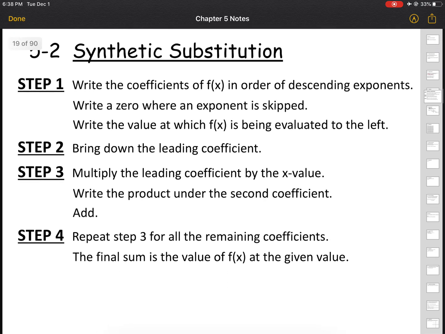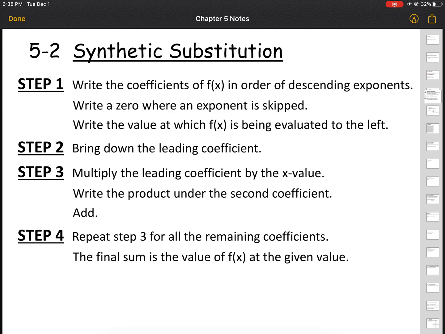Okay, so this one is actually the easier way to plug a value into a polynomial function, rather than going through and directly plugging it in, or substituting it in for that given x value. This is called synthetic substitution. Synthetic meaning kind of like fake substitution, but it is the quicker way of doing it.